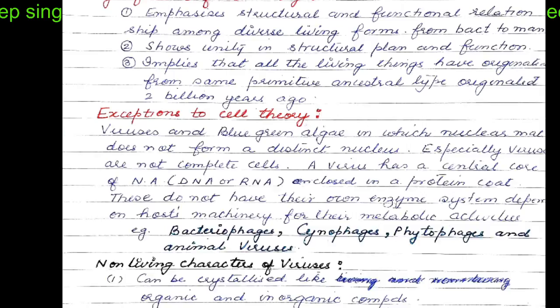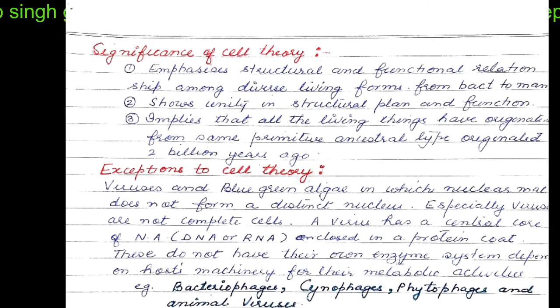Then, what is the significance of this cell theory? From cell theory, we could deduce that there is a synonymity and a strong relationship among the diverse living forms in the structural and functional aspects of the cell.